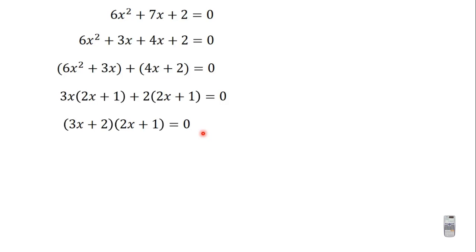As I said, if you want to learn or understand how to factorize quadratic trinomials, watch the video on quadratic trinomials and the algebraic expressions. I explain that in detail there. So we have factorized this quadratic trinomial. To find x, we equate the first expression here, which is 3x plus 2, to 0. So we have 3x plus 2 is equal to 0. Then we also equate the second one, which is 2x plus 1, is equal to 0.